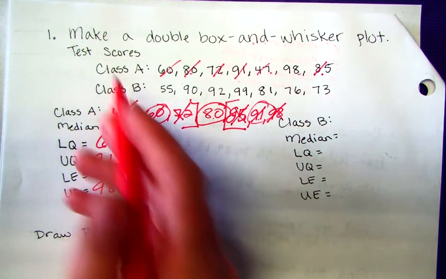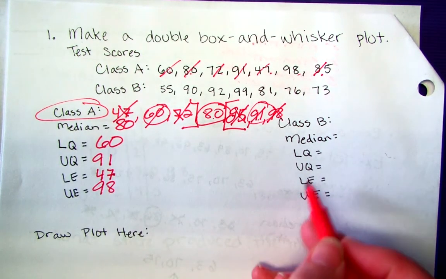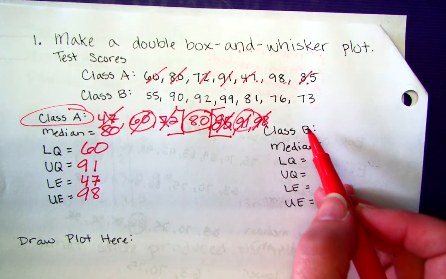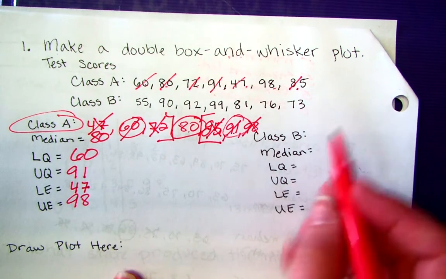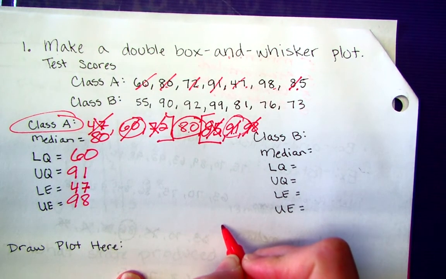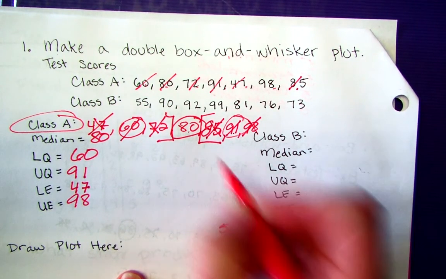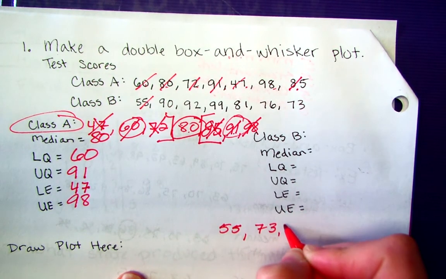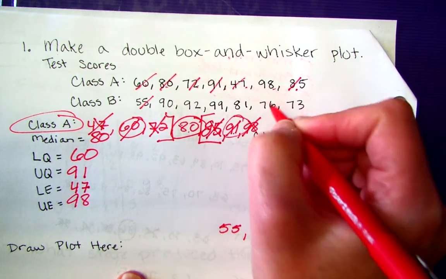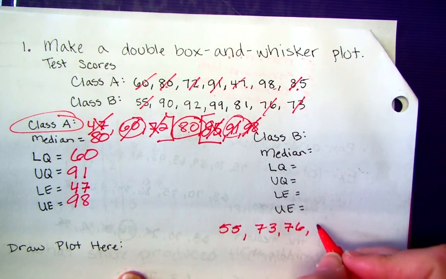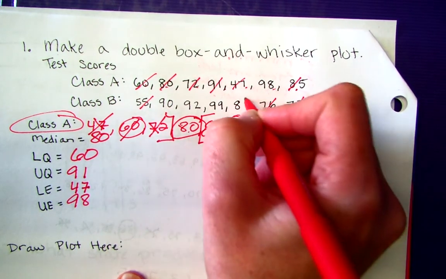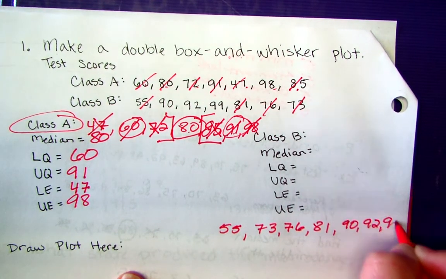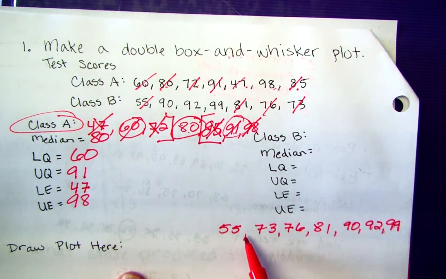So that takes care of class A, and I need to do the exact same thing for class B. So here we go. We'll put it in order from least to greatest, and I'm going to go ahead and do that down here just so I know I have enough space. So 55, 73, 76, and 81, 90, 92, and 99. And again, it's important to count to make sure you wrote all the numbers.